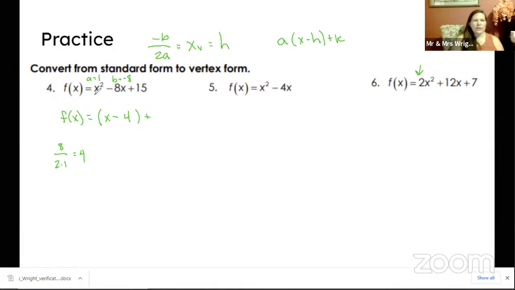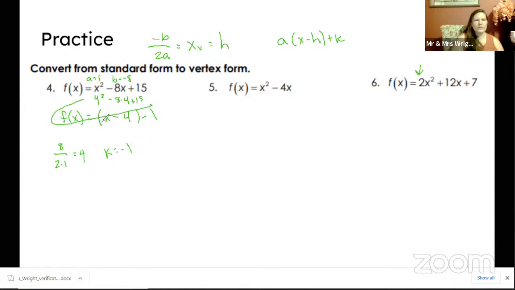Now I'm going to plug 4 into my equation here. 4 squared minus 8 times 4 plus 15. Plug it into my calculator. Four squared minus 8 times 4 plus 15 equals -1. So I'm going to go back and change this to a -1 because I know k will be -1. And that's my final answer.